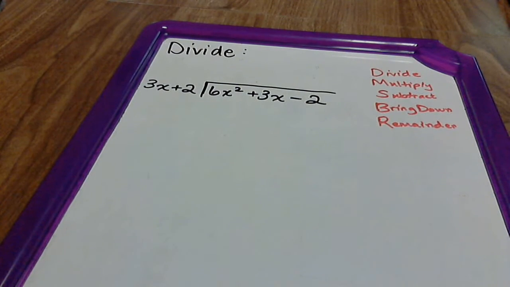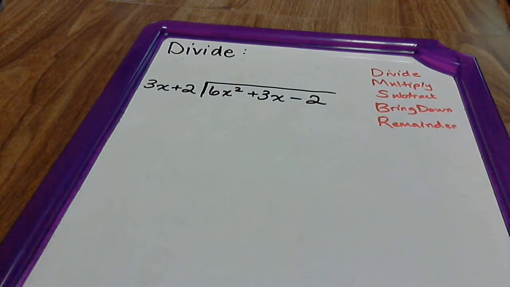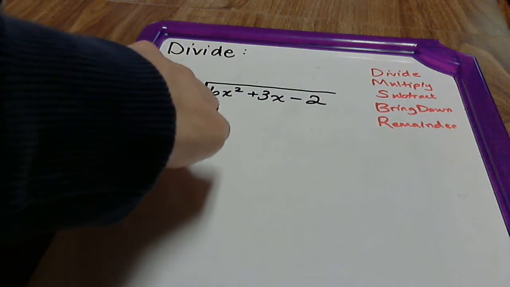So we have this algorithm here. It says divide, multiply, subtract, bring down, remainder. Those are very similar steps to what we do when we do numerical long division. But we're just going to translate them into algebra, into working with the letters. So the best place to start is the first terms in each expression.